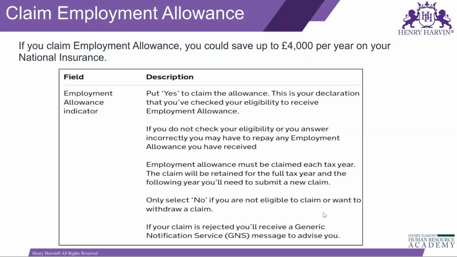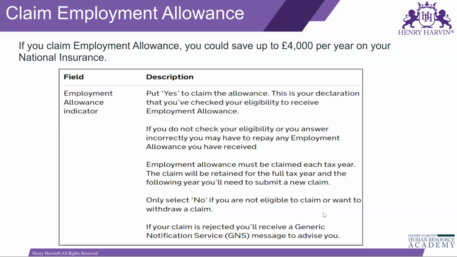If you do not check your eligibility or you answer incorrectly, you may have to repay any employment allowance you have received. It could be possible that by mistake the government has given you that discount, but later on they find that you are not eligible for it. Then they will ask you to repay the employment allowance benefits, so they'll deduct that amount. Employment allowance must be claimed each tax year. The claim will be retained for the full tax year, and the following year you will need to submit a new claim. It could be possible that you are claiming it in two installments also, but maximum you can take 5,000 only, and next year you can claim the additional. Okay, you can claim only 5,000 a year.